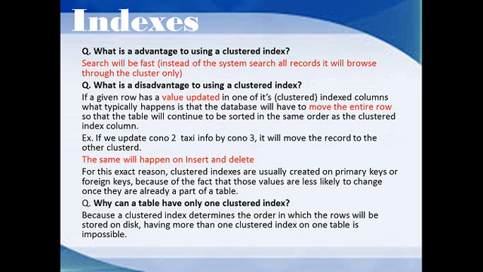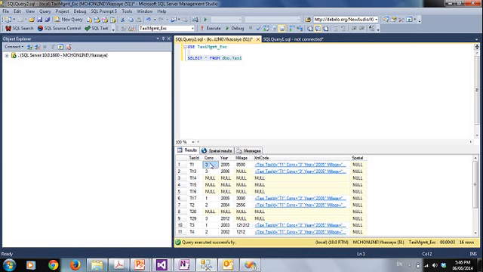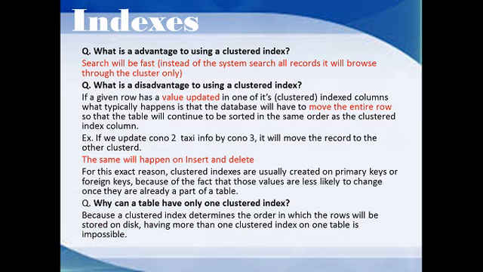What is the disadvantage? If a given row has a value that is updated, it will shift the entire record. As you can see here, for example, if I change this 3 to 4, this record will move to the last row after 3. So updating and moving data will degrade the performance. So make sure that when you assign a clustered index to a given column, that column is not frequently updated. When you update frequently and we have a clustered index, it will degrade the performance of a given table or database.